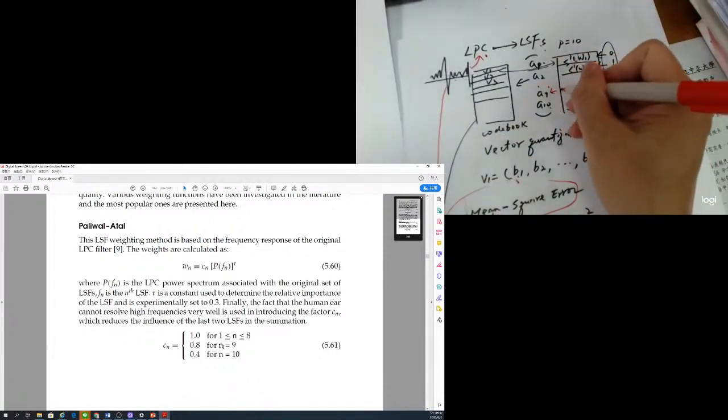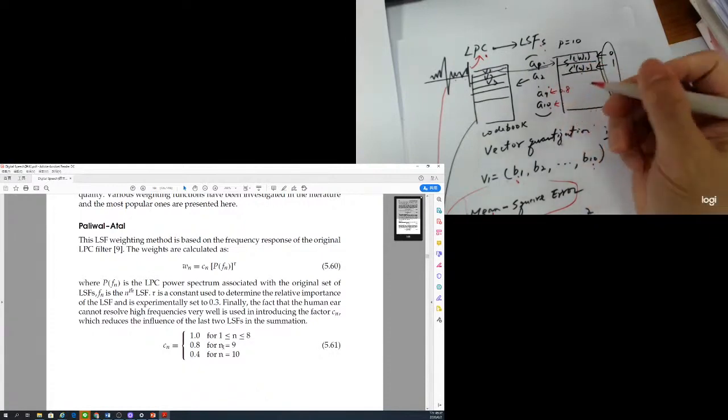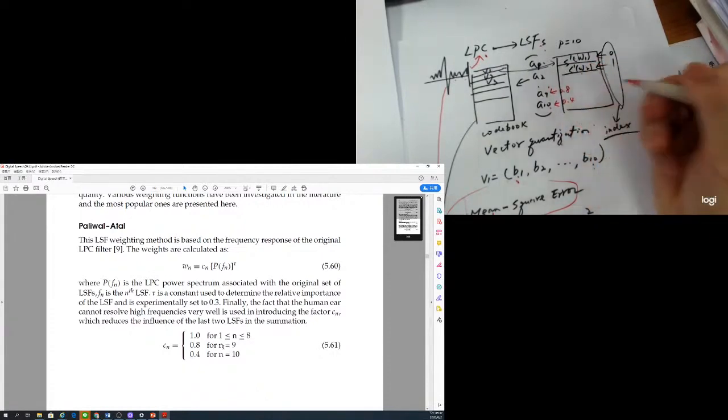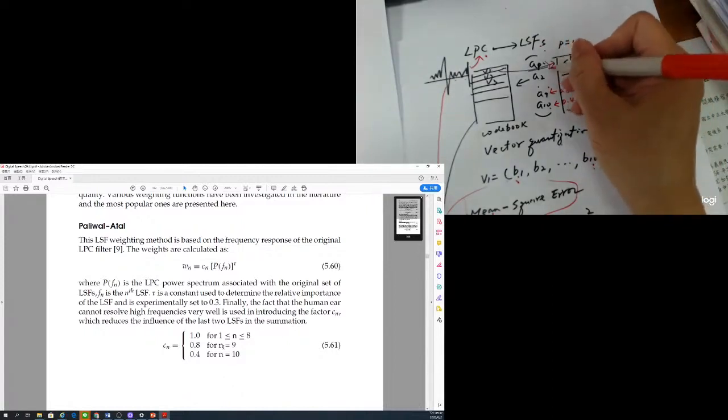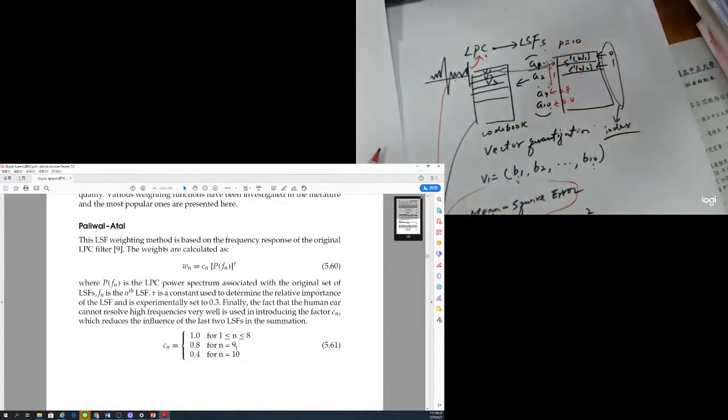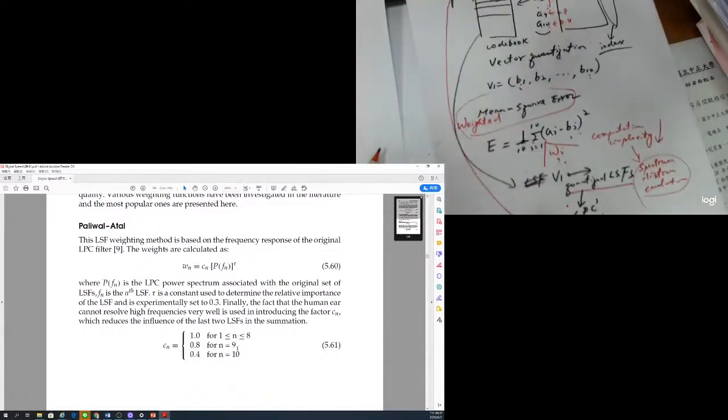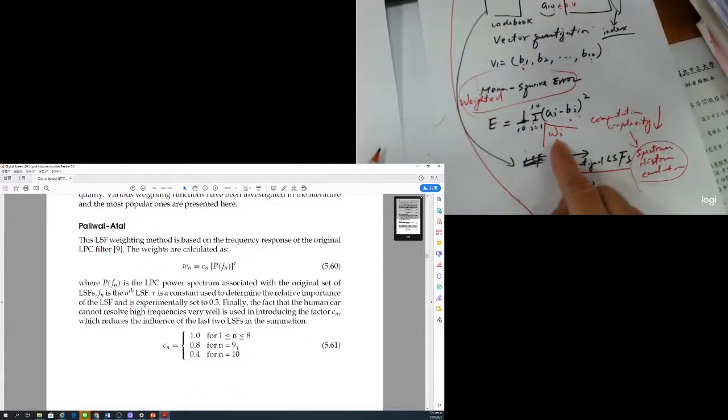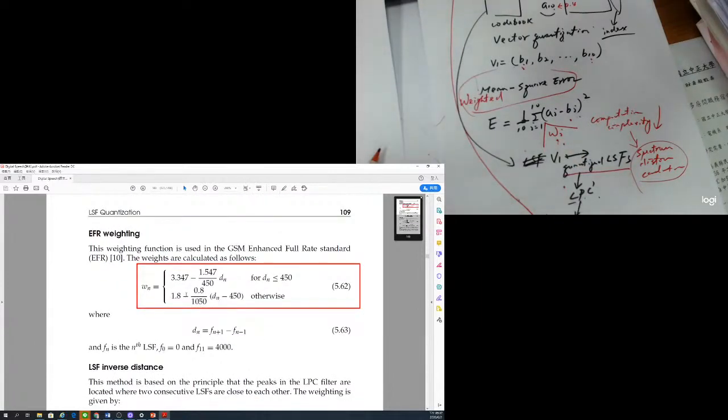This one will use 0.8. This one will use 0.4. The weighting function is 0.4. The other one will use 1. So the person told you that if we use the weighted mean square error to do the quantization, at low frequency we can keep the original weighting value 1, and high frequency coefficients will use 0.8 and 0.4. So you can see the other person uses a different way.